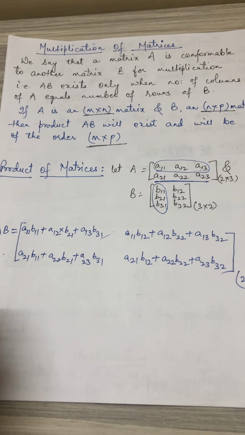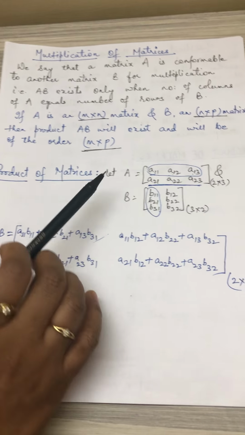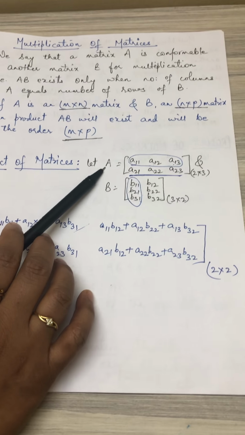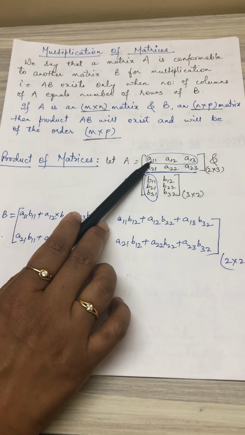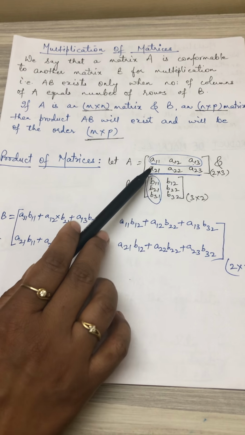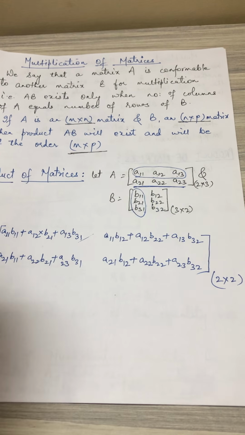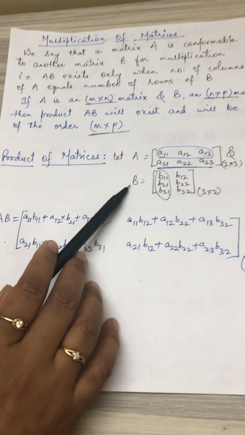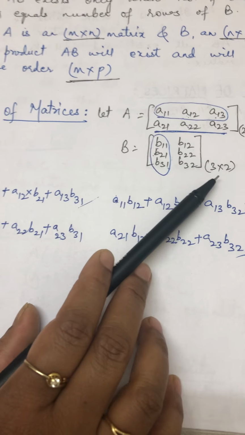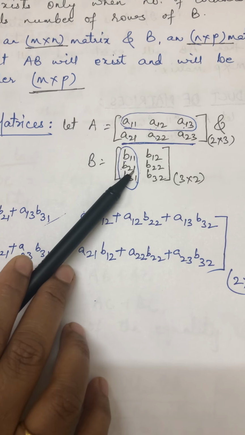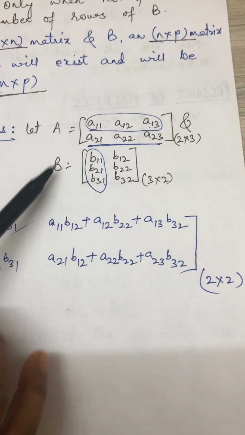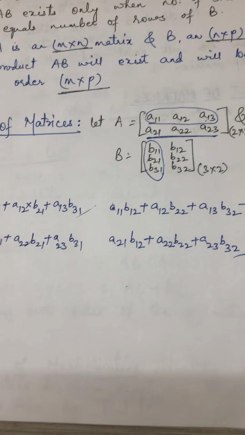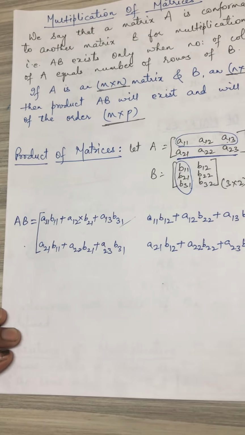What is the product of two matrices? I have taken a matrix A of the order 2 by 3 whose elements are A11, A12, A13 and A21, A22, A23. Similarly, I have taken another matrix B of the order 3 by 2 whose elements are shown here. Now I will be multiplying both the matrices. I will be getting the value of AB.